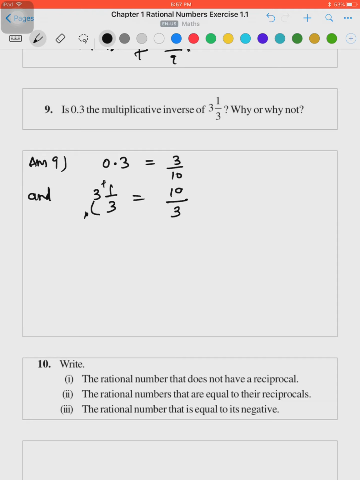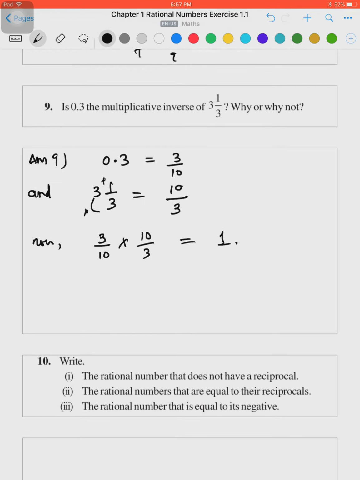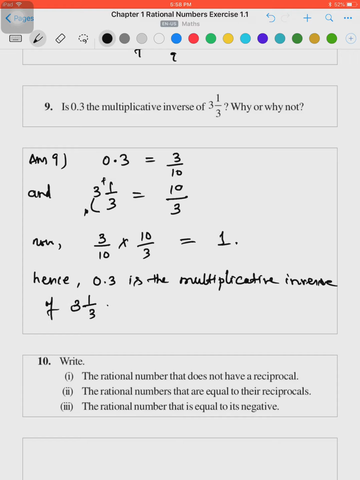10 by 3. So let's check now. The first number is 3 by 10, the second number is 10 by 3, and when you multiply, the result is equal to 1. So hence it is the multiplicative inverse. So write, hence 0.3 is the multiplicative inverse of 3 and 1 by 3.